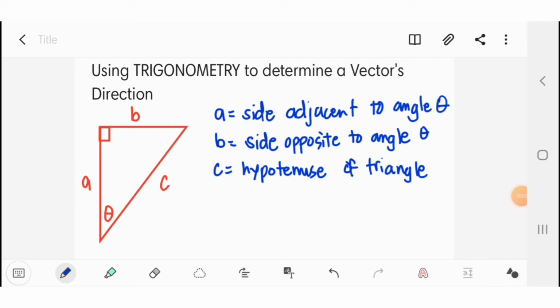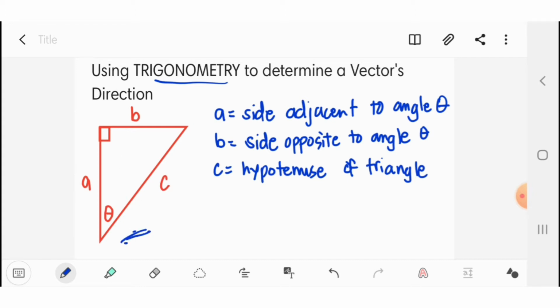In the previous video that we had, we used the Pythagorean theorem to determine the vector's magnitude. Now, in this video, we will be using trigonometry to determine a vector's direction. Remember, a vector cannot be called a vector if it has only magnitude. A vector must have magnitude and also direction. Now, just a review of your trigonometry.